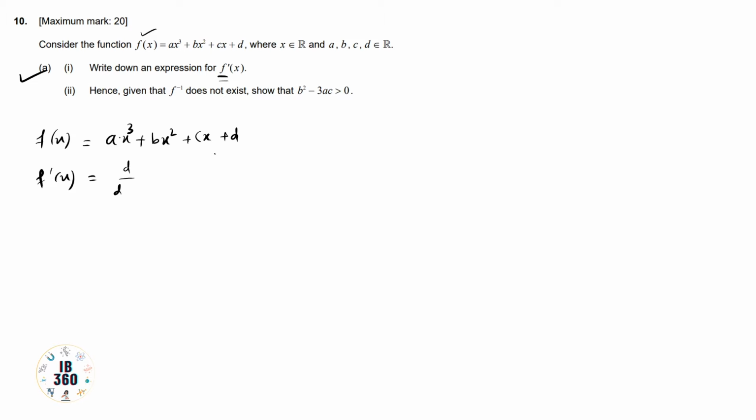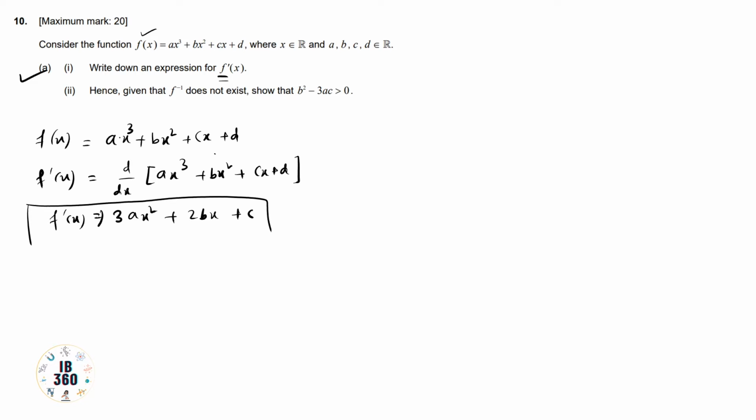You just need to differentiate this first, plus bx square plus cx plus d. As you can see from here, we are getting 3ax square plus 2bx plus c. So this is the value of f dash x, and we have got that.